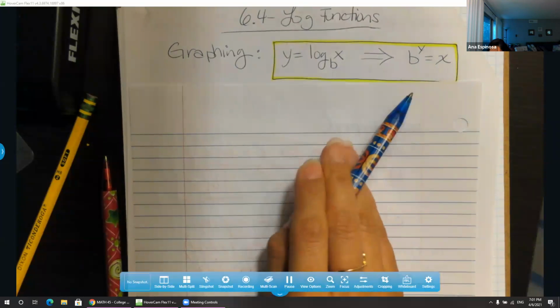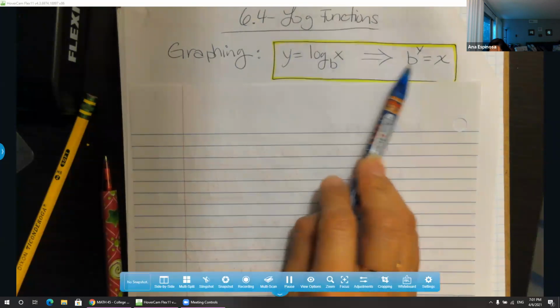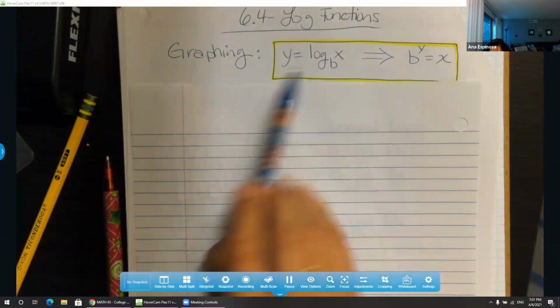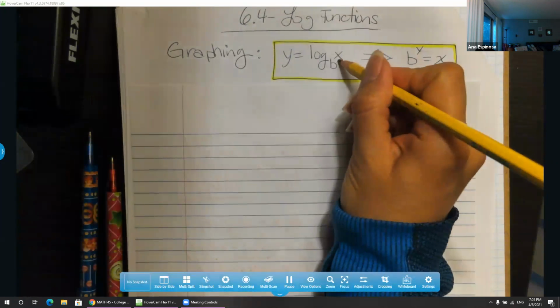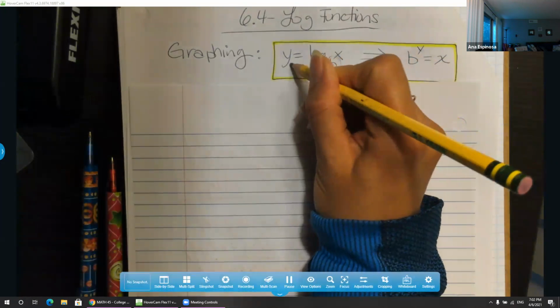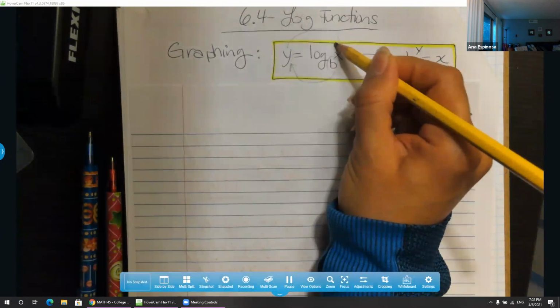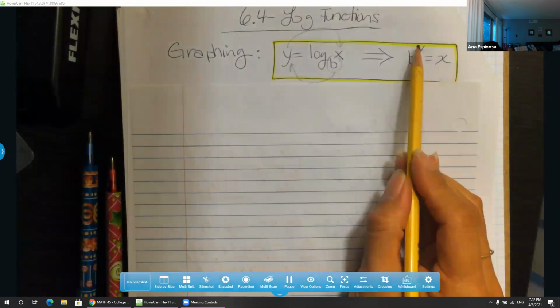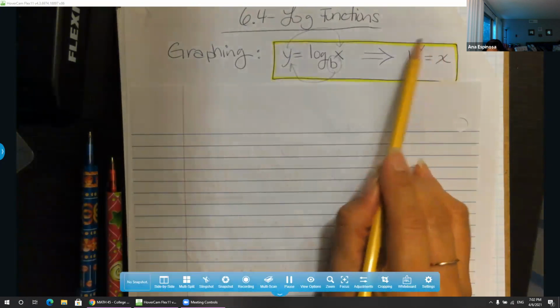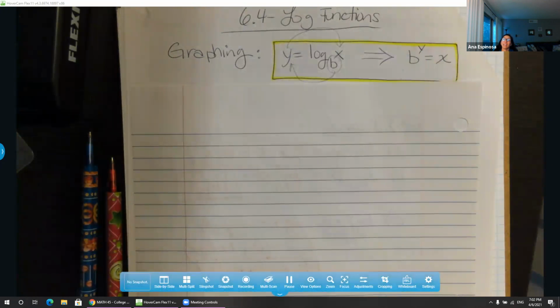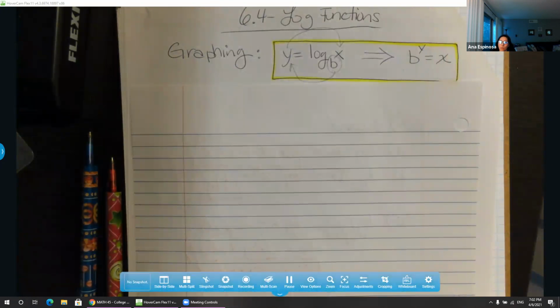Log functions. So we're going to make a log function into an exponential function. Remember, we circle the base, we raise it to the opposite side, and we equal it to x. So that gives us b to the y equals x. When we put this in our calculator, we can't technically do it because our calculators have the y equals. They don't have x equals. So we're going to have to be smart about this and do it on our own.